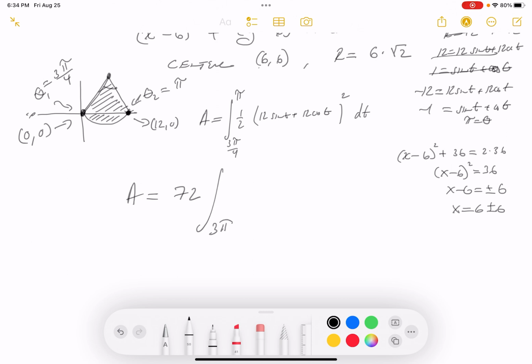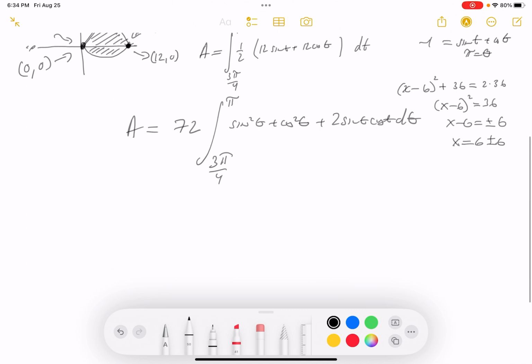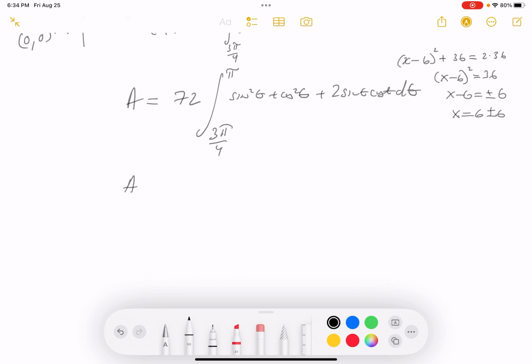Three pi over 4 to pi. I have to square that. Sine squared plus cosine squared. And then it's going to be, let's see, you would have sine times cosine, 2 sine cosine, d theta. All right, I certainly know what sine squared plus cosine squared is. Let's write this down.